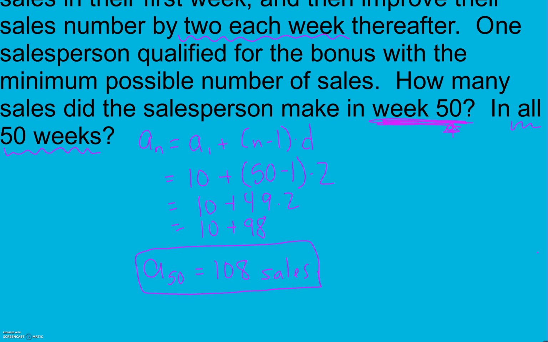Now, we want to know what was the total for all 50 weeks. So we take S for the first 50 terms. The sum of the first 50 terms is going to be n, which here is 50, over 2 times our first value. We said the first value is 10, and our last value is 108, our 50th value right here. Okay, so again, instead of n, I put in the n that we knew. Now I'm going to go ahead and simplify this.